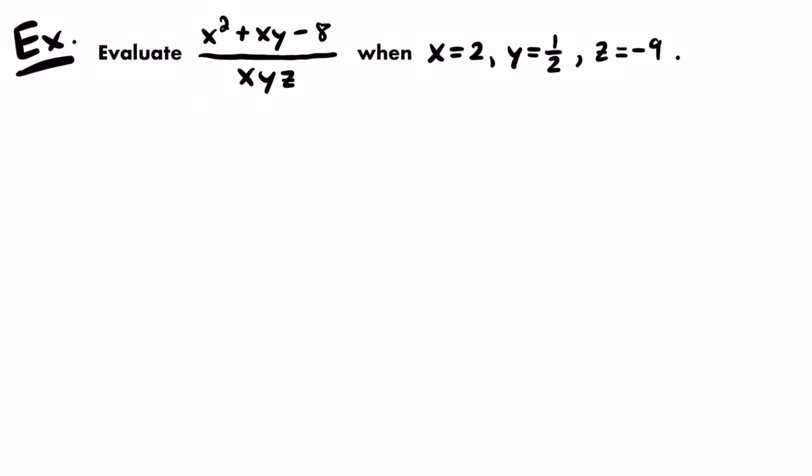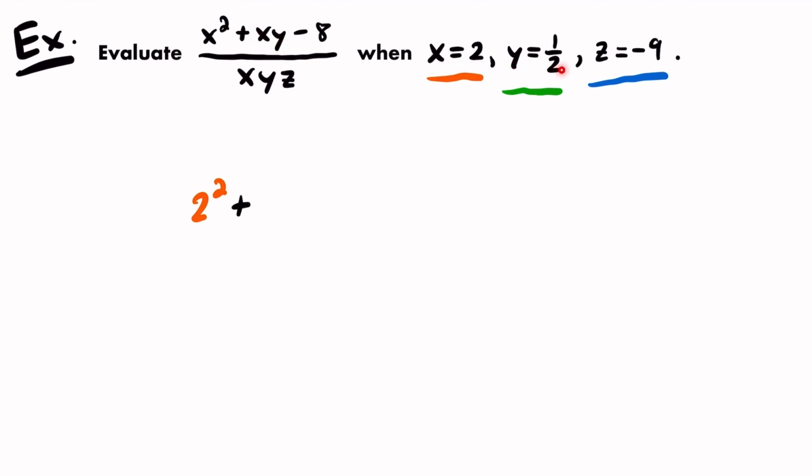We're still going to replace each of these variables with what they are equal to. We will replace all of the x's with 2, all of the y's with 1/2, and all of the z's with -9. All right, so starting with the top part of the fraction, or the numerator, we have x squared, so we're going to have 2 squared. We want to replace that x with 2, so 2 squared plus x times y.